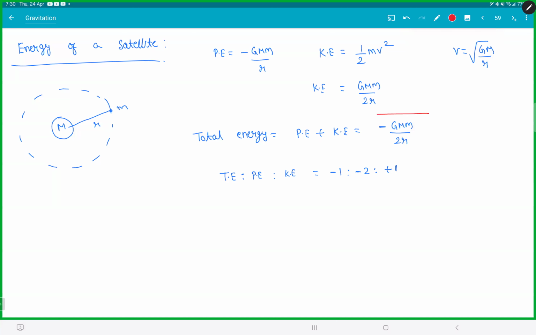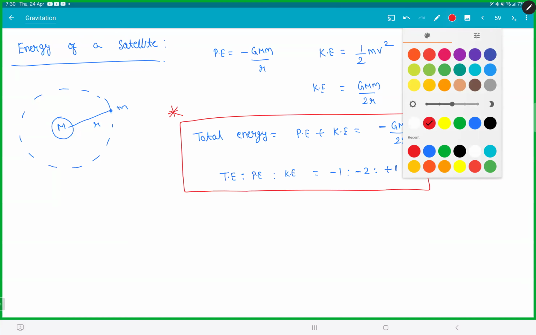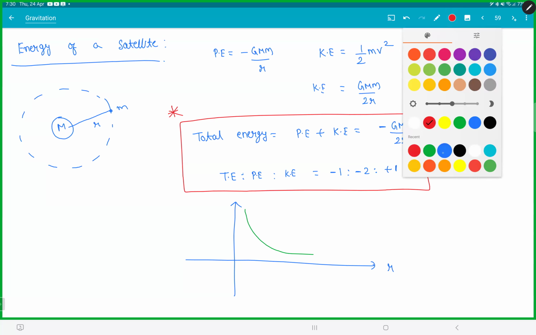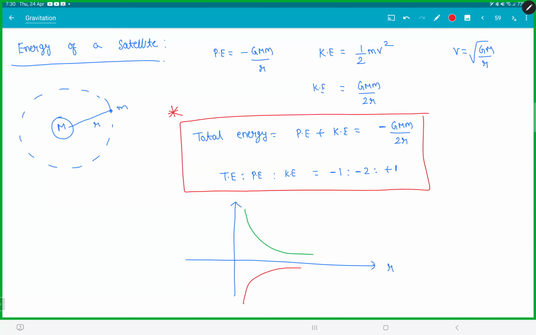Quite an important result, a proper mains level question. In a satellite, find the ratio of total energy, potential energy, and kinetic energy. And now if I try to plot a graph, so this is another way they can ask a question. So we have 3 graphs like this. Can you tell me which line is which one? The green line, red line, and the black line. Can you tell me which one is kinetic, which one is potential, and which one is total?